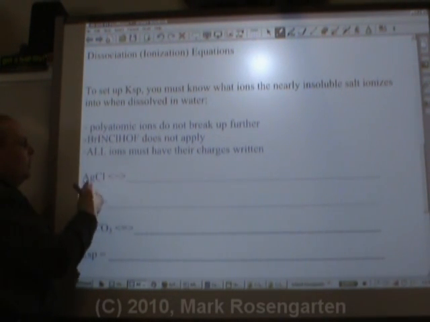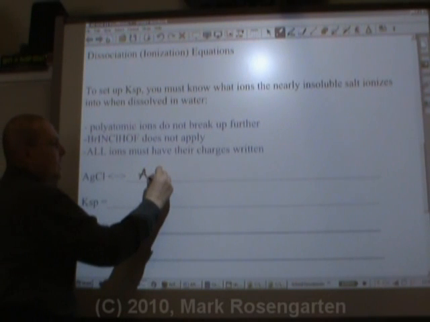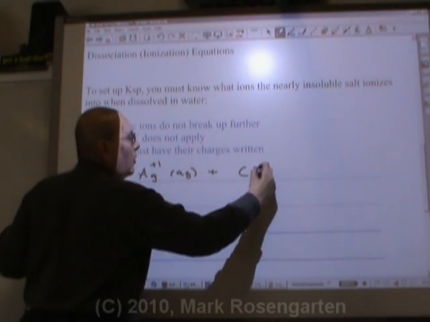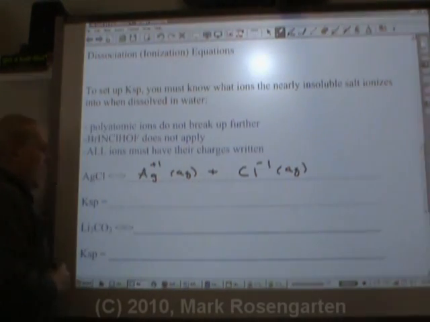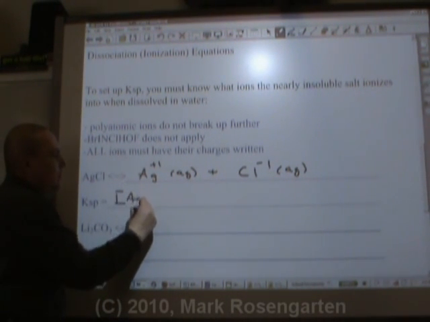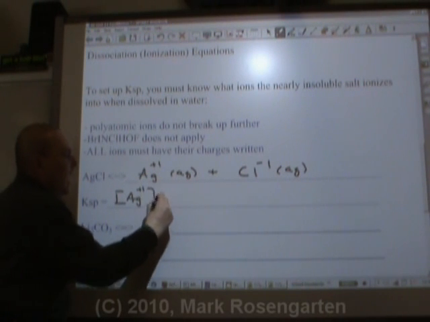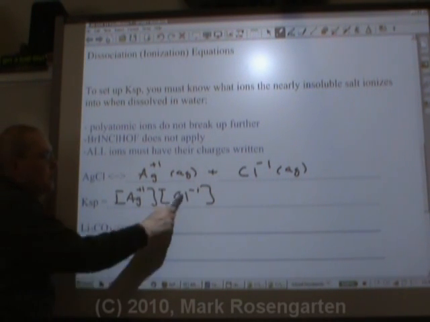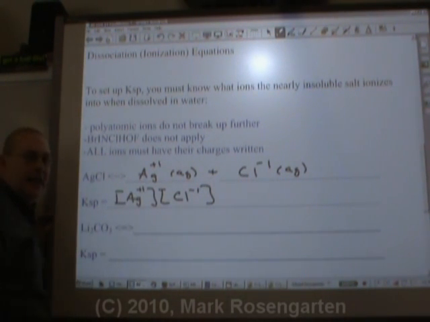So when you take silver chloride and dissolve it, you get silver ions and chloride ions. And that's what it breaks up into. So to set up the Ksp, we take the concentration of silver ions and multiply it by the concentration of chloride ions. You'd be given the solubility, you multiply it, and you'd get the Ksp. Calculating the Ksp will be beyond the scope of the course. What you need to be able to do is set up the Ksp expression and then compare Ksp values and figure out what it means.